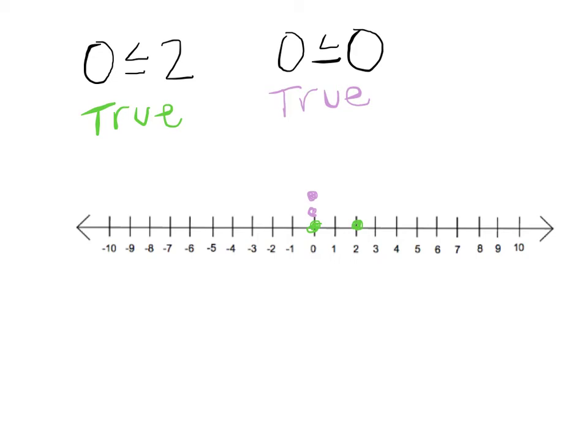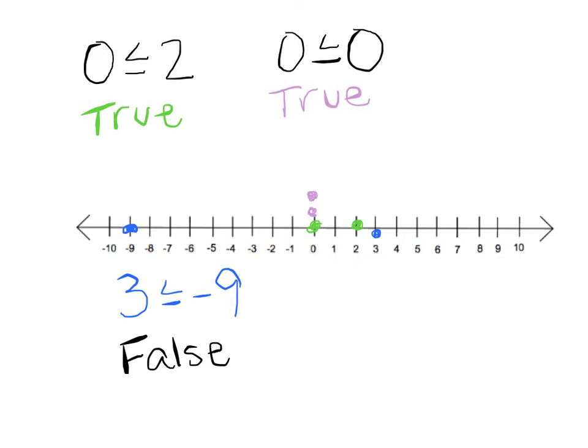Alright, so let's think about something else. Let's say we had 3 is less than or equal to -9. So 3, -9. Is 3 less than -9? Remember, less than means to the left. Is 3 to the left of -9? Nope. Is 3 equal to -9? No. So this statement is a false statement, and we cannot say that this was true. 3 is not less than or equal to -9.